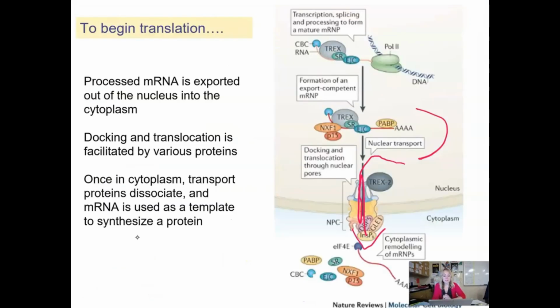So translation can only begin if mRNA is exported out of the nucleus. In order for such an event to happen, mRNA needs to be processed. We discussed the addition of a 5' GTP cap and also polyadenylation of the tail. And you can see various proteins come together and translocate that mRNA all the way through the nuclear pore and then release the molecule in the cytoplasm for translation.